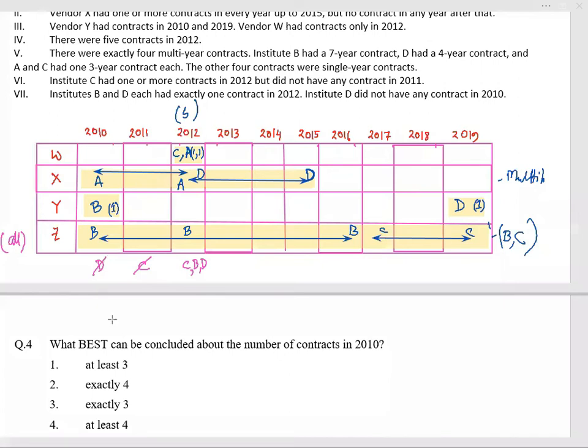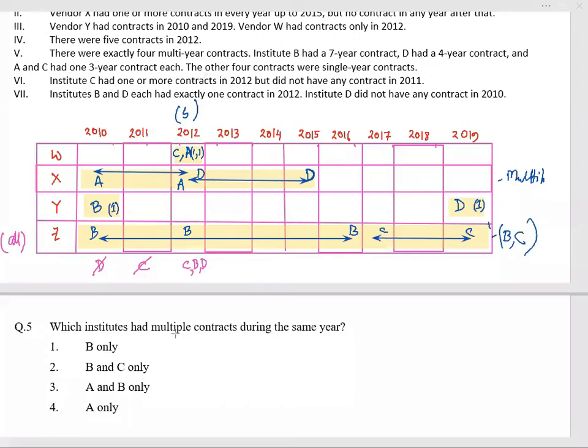Let us go for our fourth question. What best can be concluded about the number of contracts in 2010? In 2010, single contract, single contract, single contract. So it should be exactly 3, not at least. It should be exactly 3 contracts. Option 3 would be the answer.